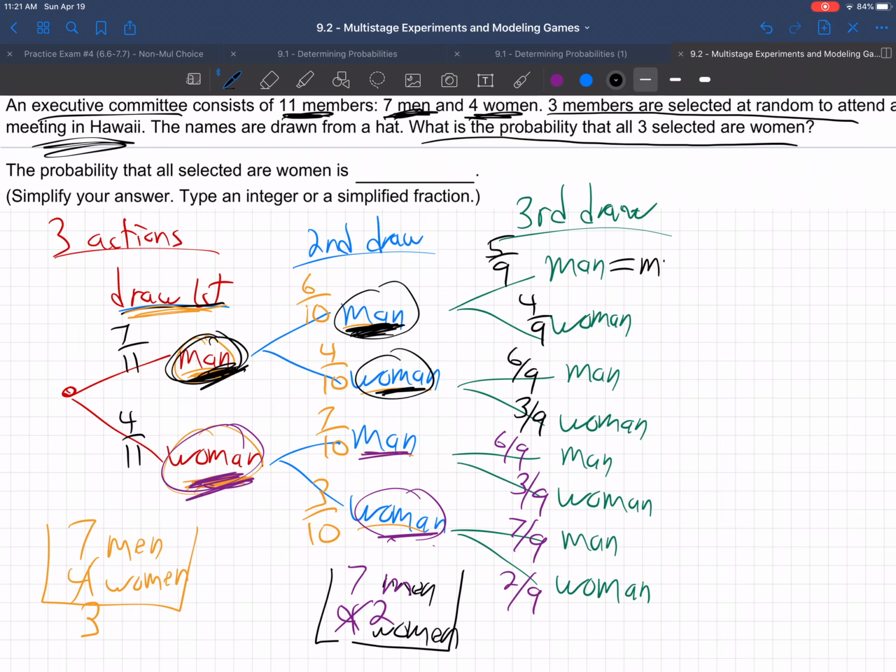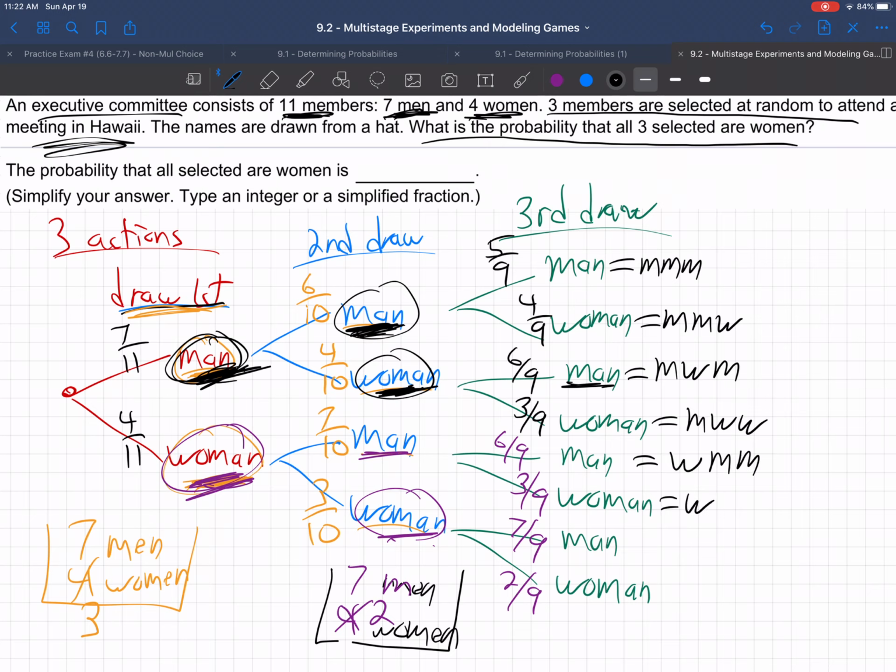So this is the man, man, man road. This is the man, man, woman road. This is the man, woman, man road. Can you follow it? This is the man, woman, woman road. This is the woman on the first draw, man on the second draw, man on the third; woman on the first, man on the second, woman on the third; a woman on the first, a woman on the second, man on the third; and woman on the first, woman on the second, and woman on the third.